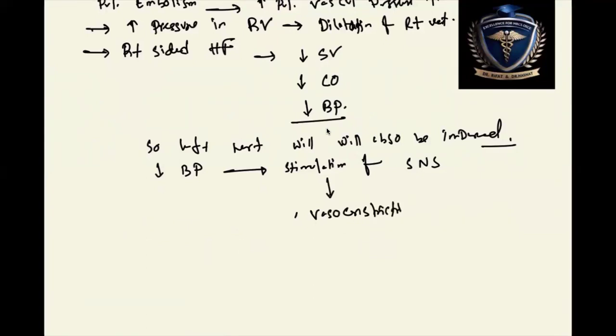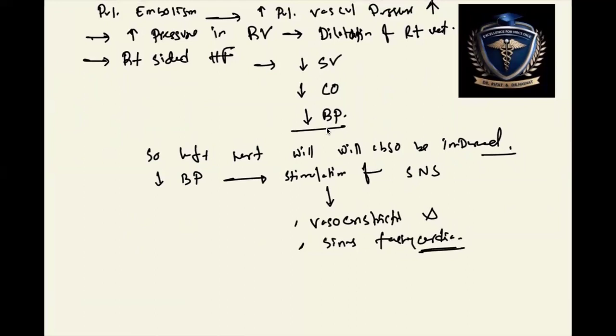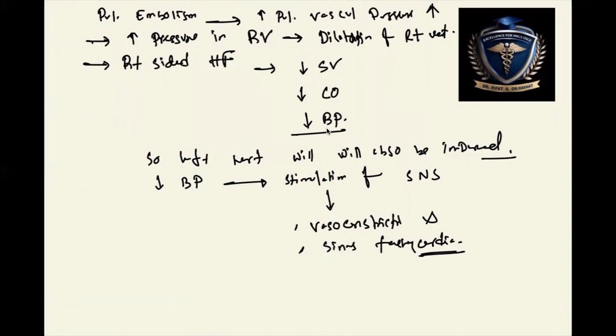Vasoconstriction, and for correction of the blood pressure, the patient will have sinus tachycardia. Guys, all of you, please just participate with me. What about the heart rate? Increased. Because the patient has low blood pressure, the right heart has been affected, so ultimately the left heart will also be affected. No blood can go to the left heart, so the patient will have low blood pressure.